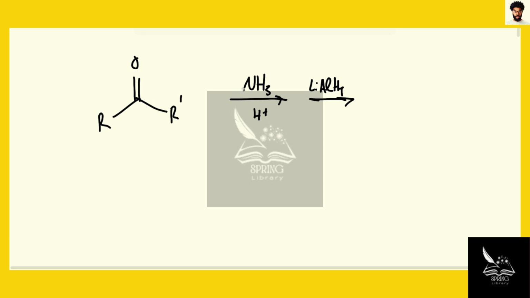Effectively, let me just draw this. You take whatever ketone or aldehyde you had before, and it's going to end up just being attached to a nitrogen. So, like everything but the oxygen, right? Like that. That is what reductive amination will do.